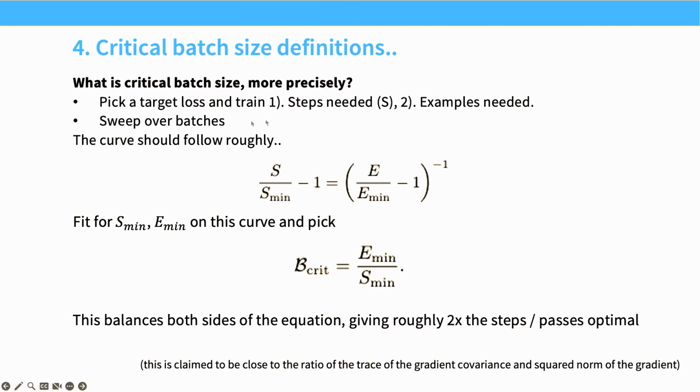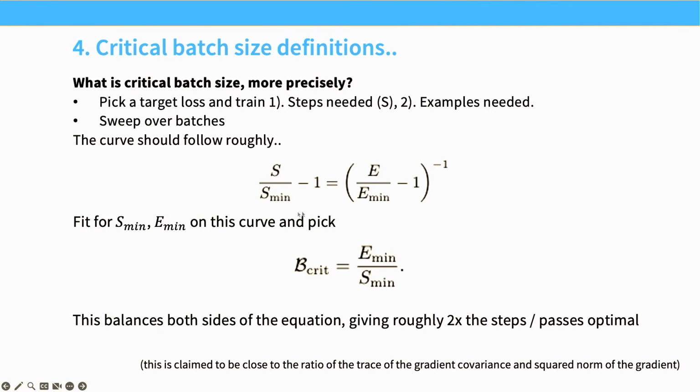What I'm going to do is sweep over a number of different batch sizes, and write down the number of steps that I needed to reach my target loss, and the number of examples that were needed to get to that target loss. Of course, number 1 and 2 are related by a batch size factor, right? The number of steps times my batch size is equal to the number of examples.